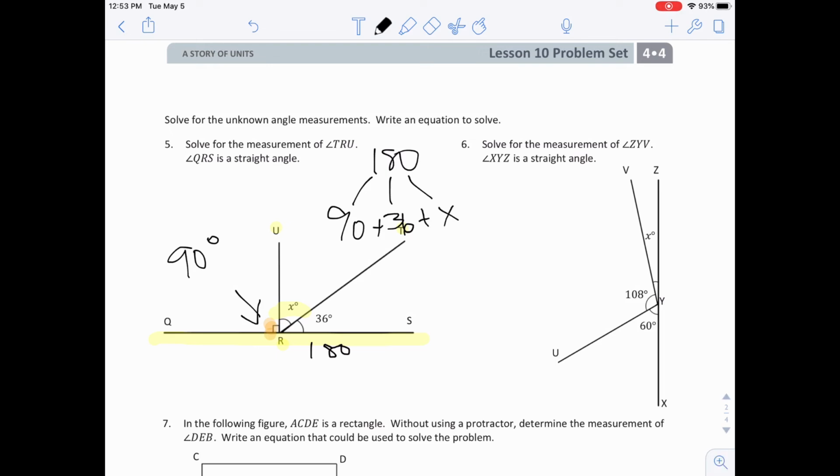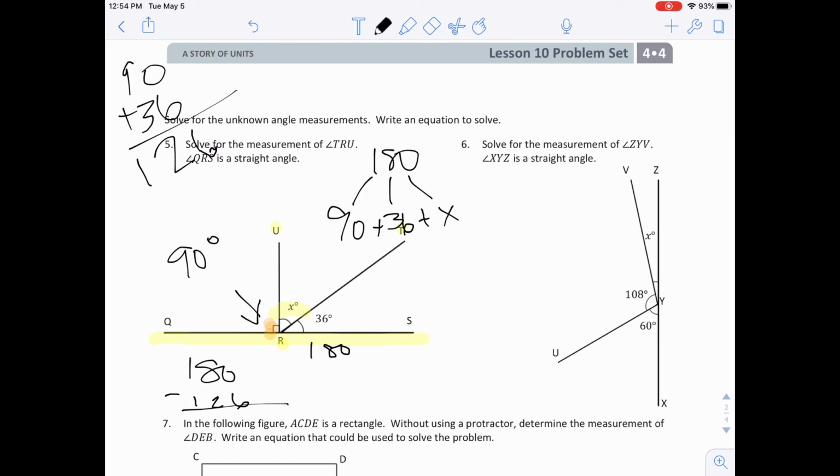I'm going to first add together 90 plus 36. 0 plus 6 is what? Correct, 6. 9 plus 3 is what? Correct, 12. 126 is what it equals together. We are now going to take 180 minus 126.